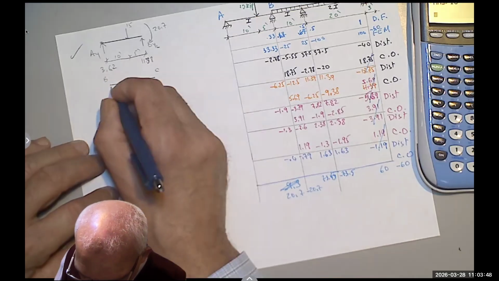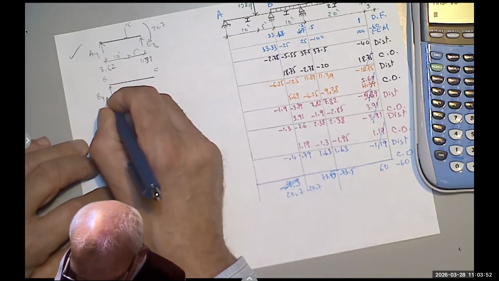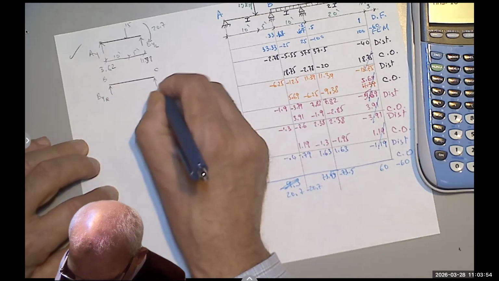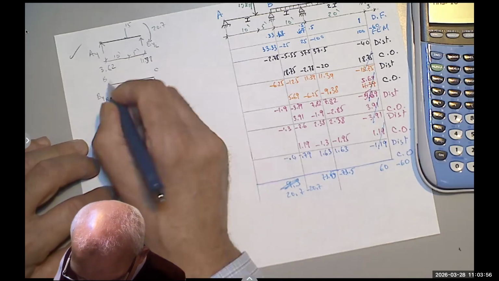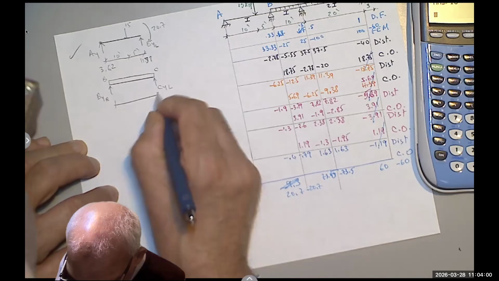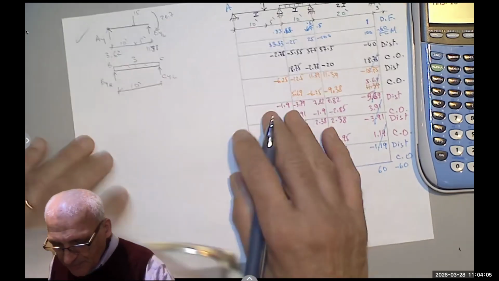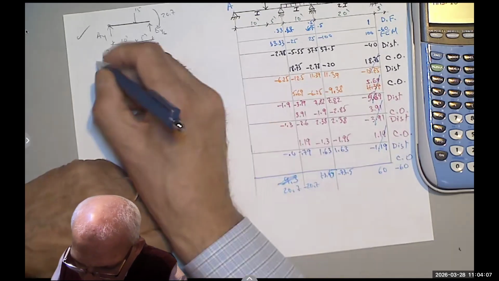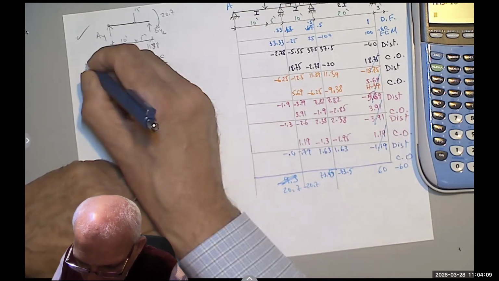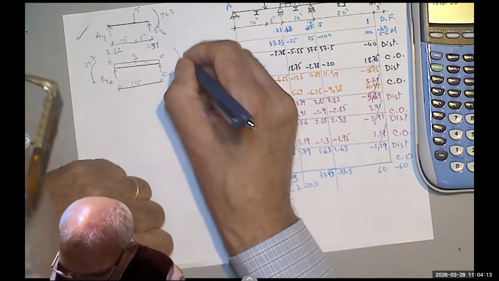BC. So this is BY right, and this is CY left. I have a load, this is 10, and this is 3 kip per foot. There is a moment at B here, which is 20.7, and there is a moment here, 73.5.